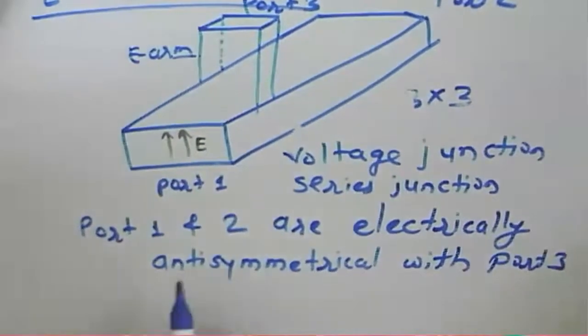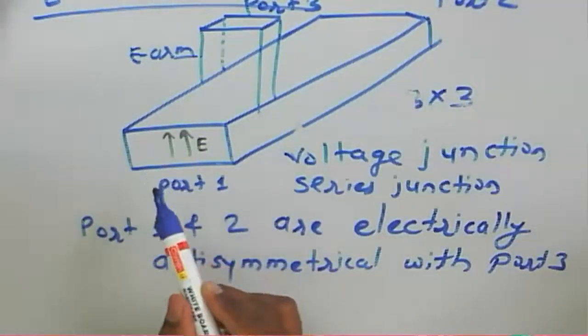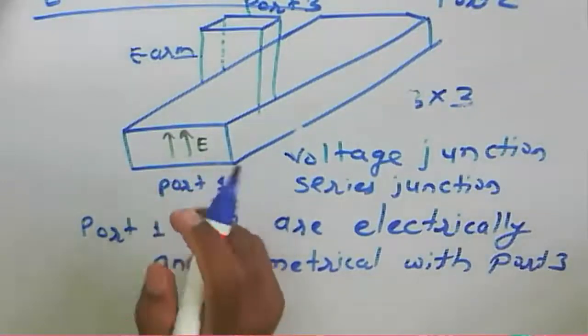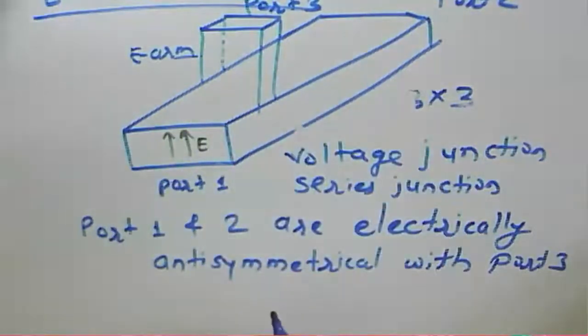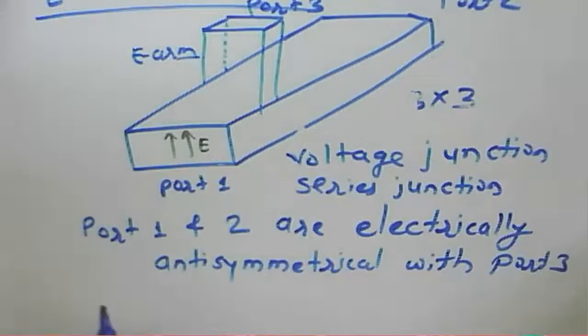So for this particular junction, port 1 and port 2 are both electrically antisymmetrical with respect to port 3. But the condition is that the collinear arms from this given junction are both equal, both the same. In that case, port 1 and port 2 are electrically antisymmetrical with respect to port 3.